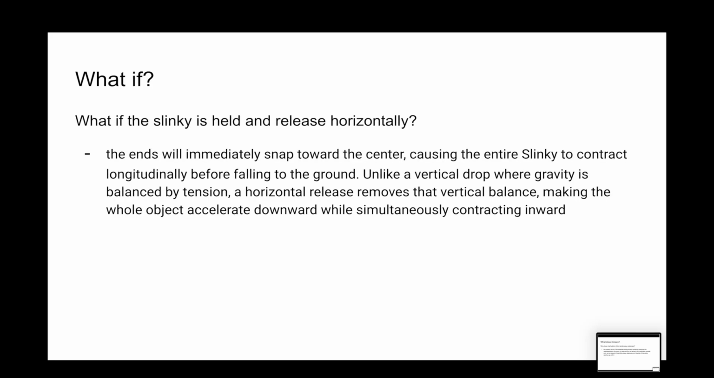And then, what if the Slinky is held and released horizontally? In the video, the Slinky was released in a vertical direction, but what if the Slinky was held from side to side and then released? The ends will immediately snap towards the center, causing the entire Slinky to contract longitudinally before falling to the ground. Unlike a vertical drop like in our experiment, where gravity is balanced by tension, a horizontal release will remove that vertical balance, making the whole object accelerate downward while simultaneously contracting inward.